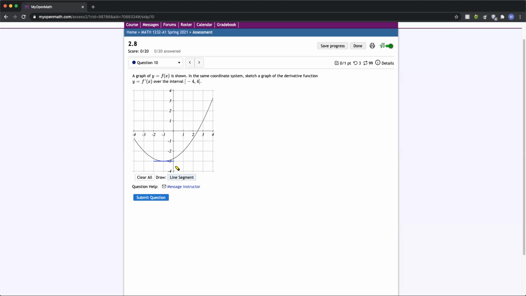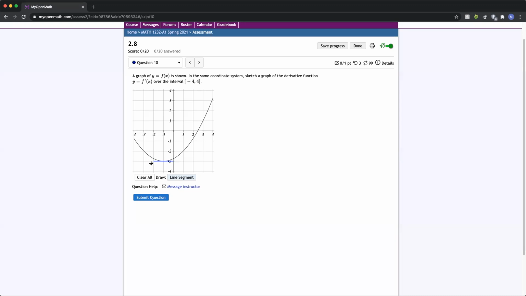Since we're trying to draw the derivative's graph, a slope of 0 means that at -1, where this minimum occurs, it's going to be 0 on the x-axis right here. A horizontal line has a slope of 0. So that's going to be one point that we're going to focus on this graph. I'm drawing this one in just to show that horizontal tangent line. I'm going to clear that off before I draw in my graph of the derivative and submit this.